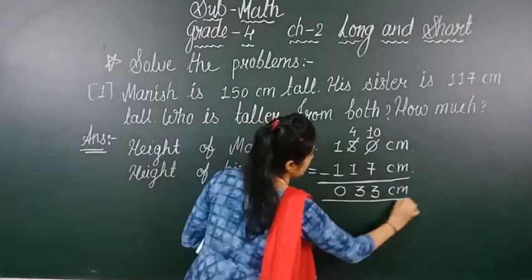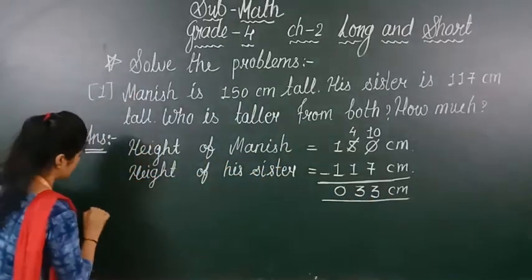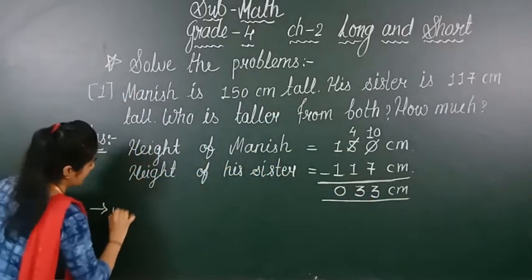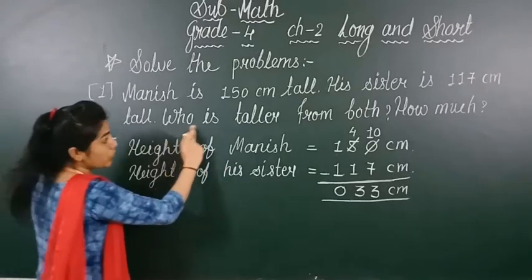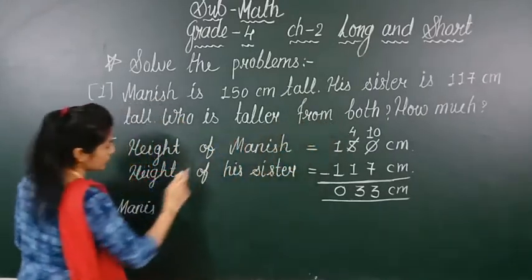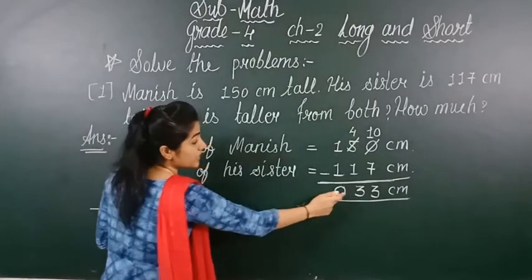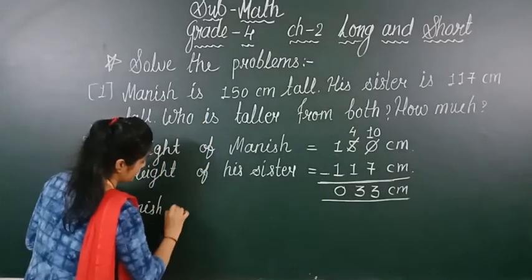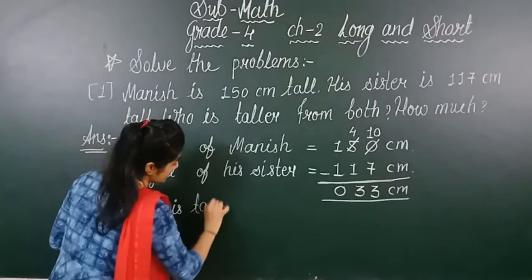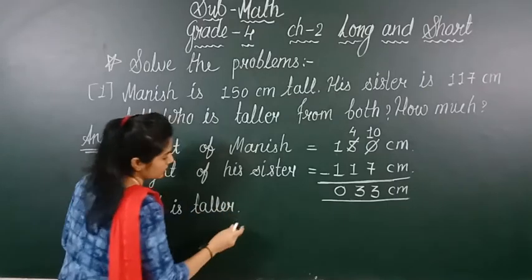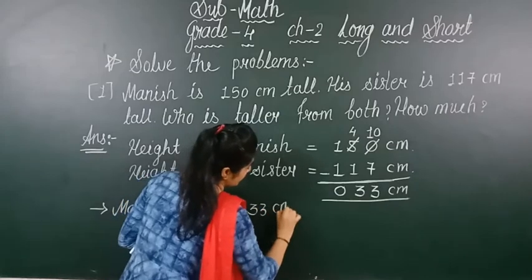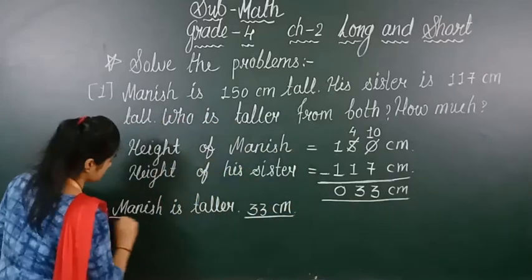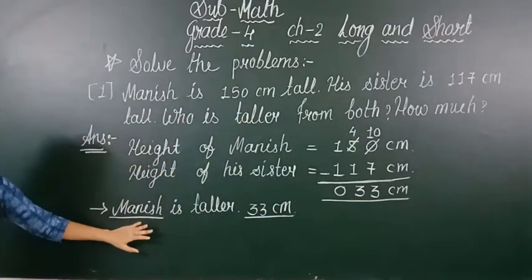So we can write here at the last that Manish, our question is who is taller from both. So just check here, Manish is taller, right? How much? 33 centimeter. This is our final answer.